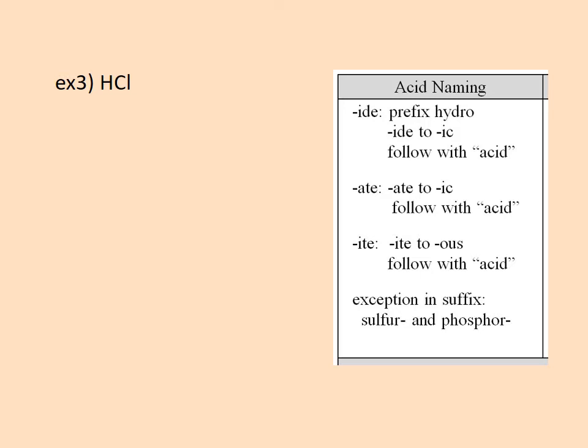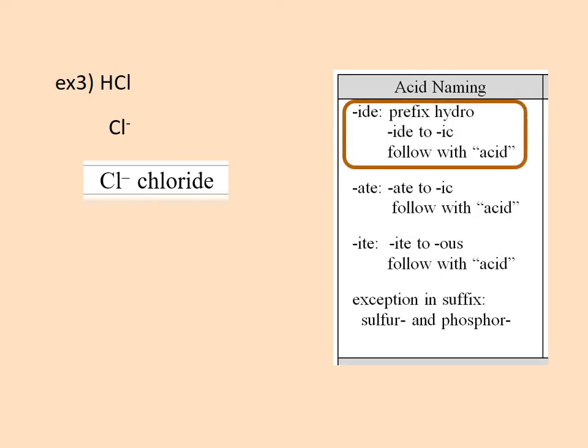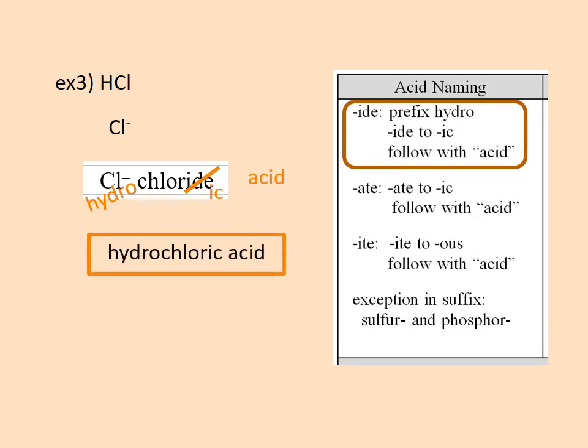Example 3, HCl. I have one H, so that means the Cl has a -1 charge. I look it up on the common negative ions list. It's called chloride. Since I have an "ide" ending, I add the prefix hydro. I change "ide" to "ic", and I follow with acid. So HCl is called hydrochloric acid.